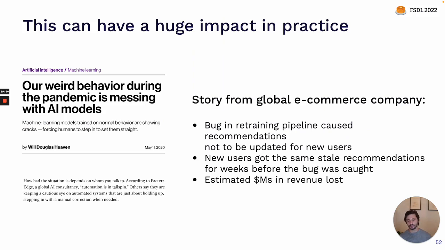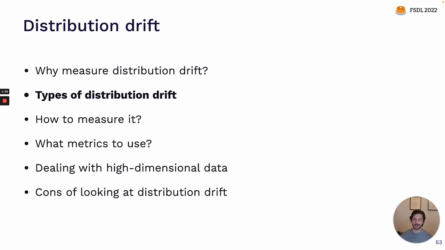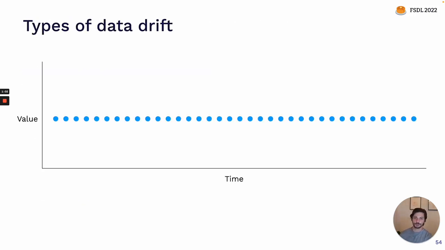Recent examples include total change in model behavior during the pandemic as words like corona took on new meaning, or bugs in retraining pipelines that cause millions of dollars of losses for companies because they led to changing data distributions. Distribution drift manifests itself in different ways in the wild. There's a few different types that you might see.